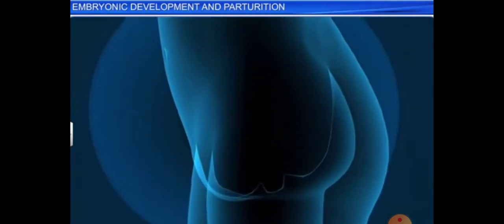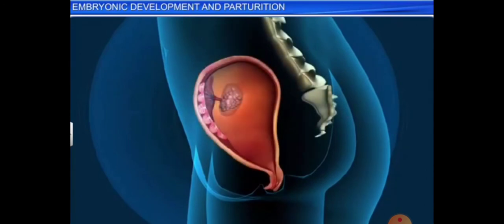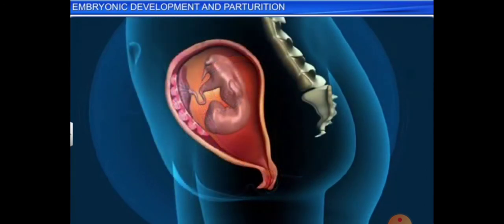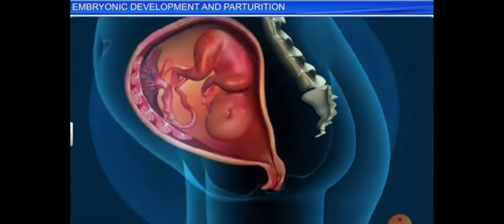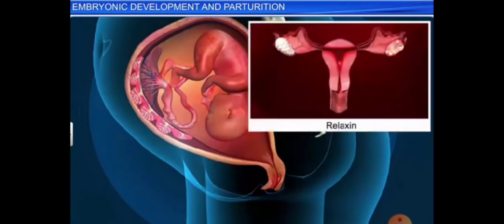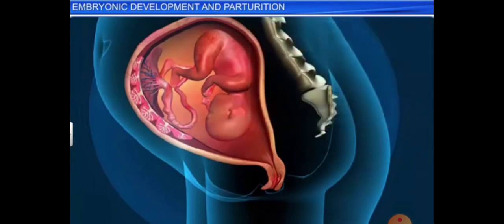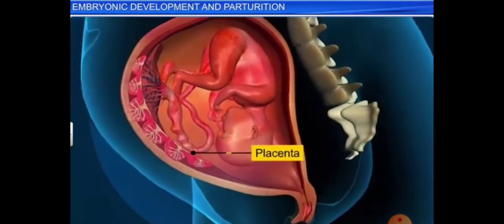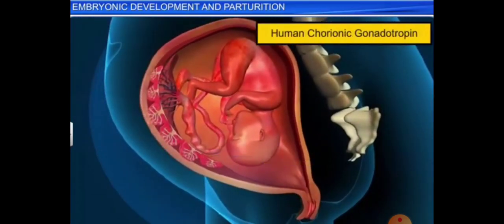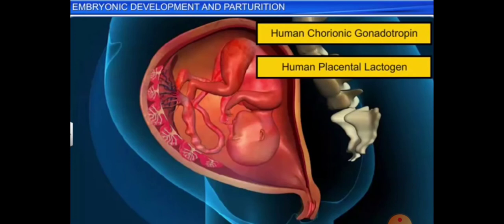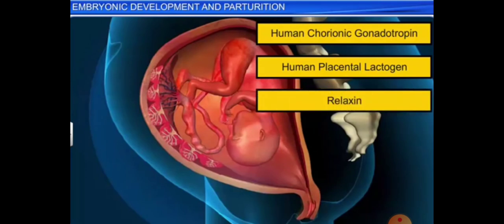Interestingly, while the fetus is undergoing several developmental changes, the mother's body too is undergoing several hormonal changes. The ovary starts secreting a hormone called relaxin. Likewise, the placenta starts secreting hormones such as human chorionic gonadotropin or HCG and human placental lactogen or HPL. HCG, HPL and relaxin are secreted only when a woman is pregnant.